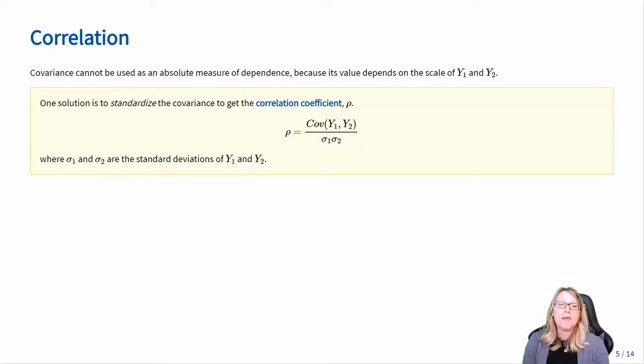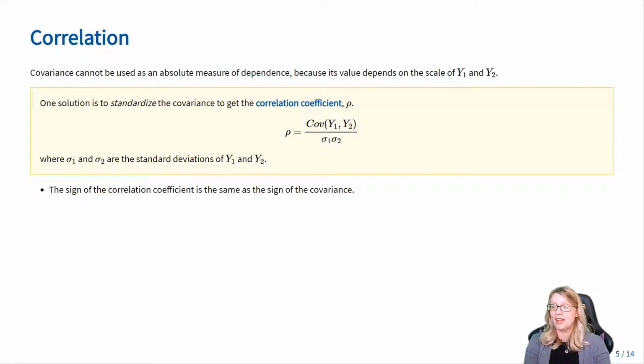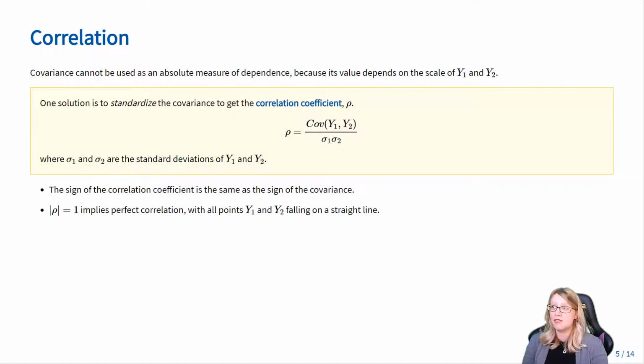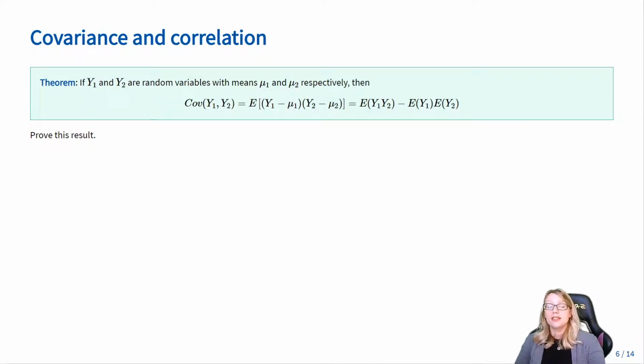Now this correlation is probably very similar to a correlation that you learned about in Stat 101, because this is the correlation. This is how it's defined mathematically. So your interpretation would remain the same as a previous Intro Stats course. The sign of this correlation coefficient will be the same as the sign of the covariance. Why? Because standard deviations are guaranteed to be positive. If we have a correlation that is equal to 1 in terms of the absolute value, this indicates perfect correlation. So all observations y1 and y2 fall on a straight line, and so on.